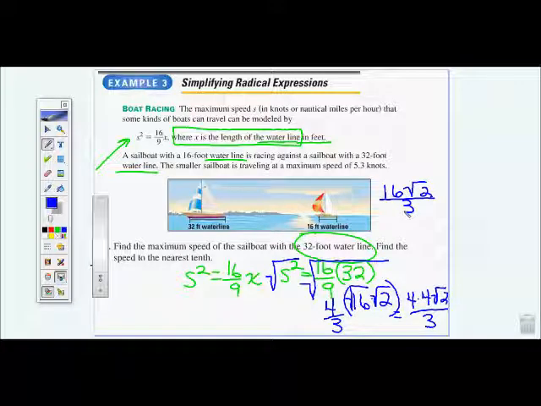Now when I'm finding this, it says find it to the nearest tenth. So this would mean that you would have to put that in your calculator, and you would do 16 divided by 3 and then multiply it by the square root of 2 using the buttons on your calculator. So you're going to end up with about 7.5. And that 7.5 is going to be the knots, the nautical word here.